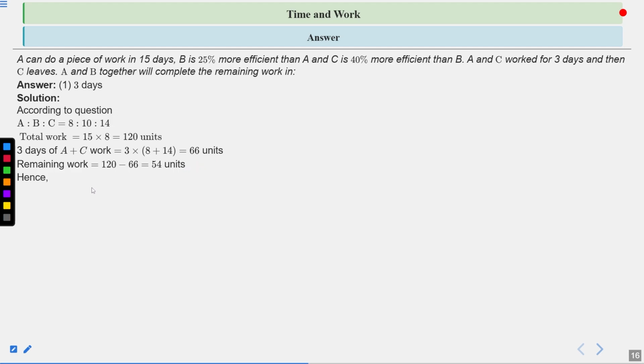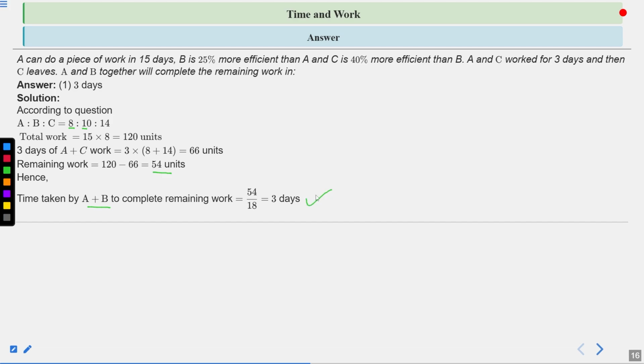So hence we can say that for the time taken by A and B to complete the remaining work, the remaining work is 54 units and the combined efficiency of A and B becomes 8 plus 10, which is 18 units. So 54 divided by 18, we get the number of days, which is 3 days. So the first one is the correct answer of this question. Next one.